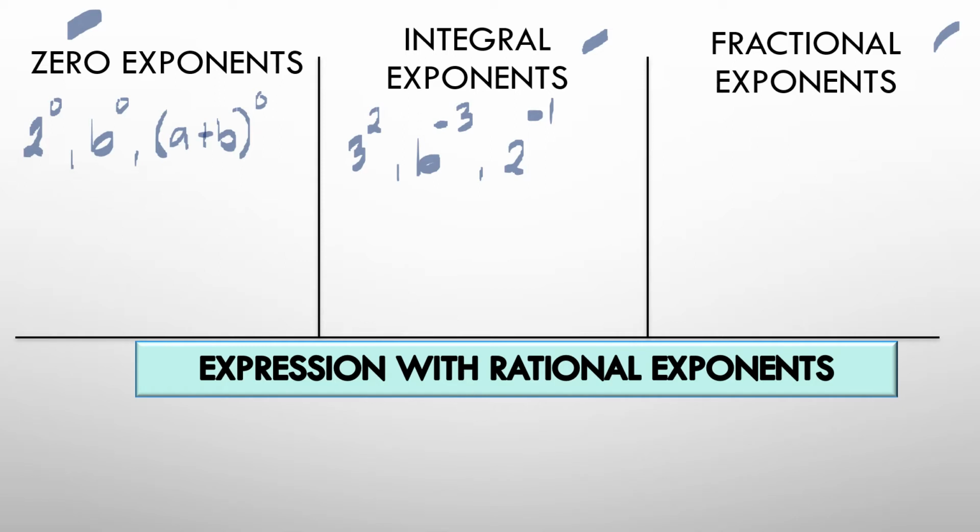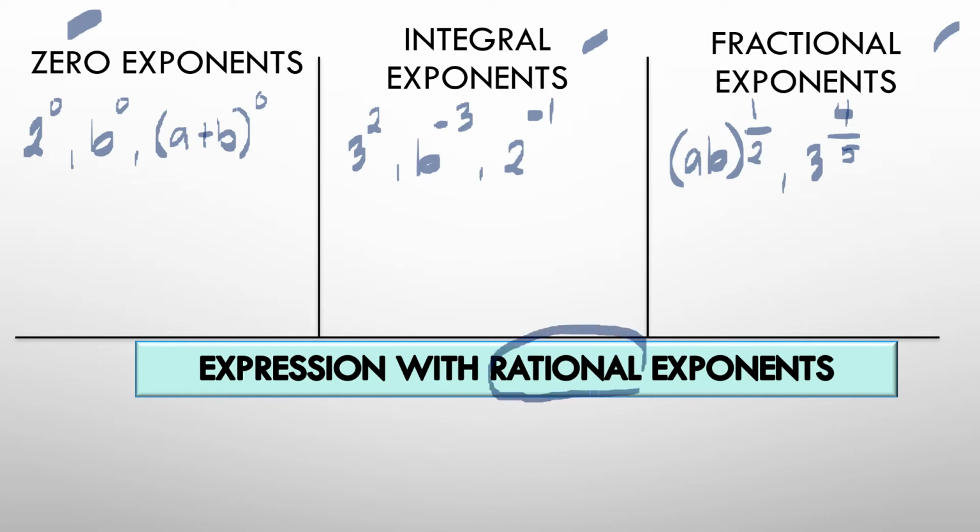So from the word fractional, ibig sabihin, ang ating expression ay merong fraction na exponent. So for example, the product of a and b raised to 1/2. We also have another example, which is 3 raised to 4/5. Okay? So those are examples of fractional exponents. So kapag pinag-combine natin ang lahat ng expression na ito, magre-resulta tayo sa expression with rational exponents.